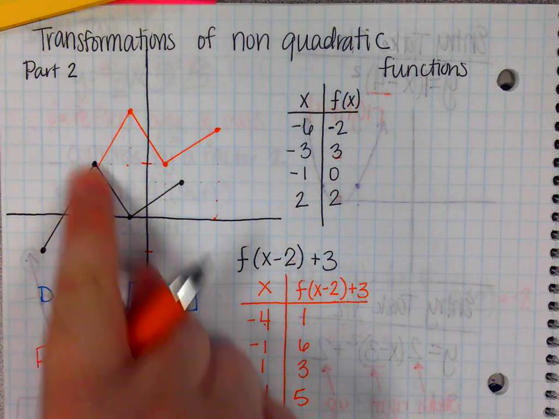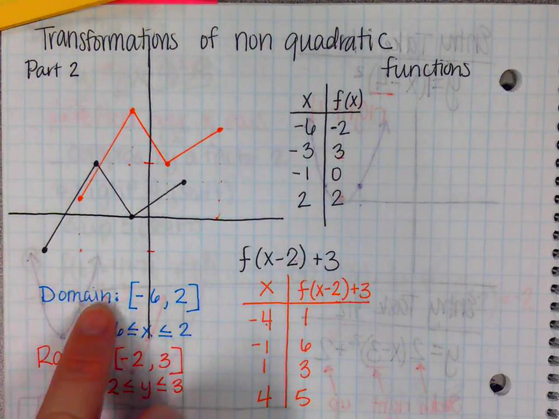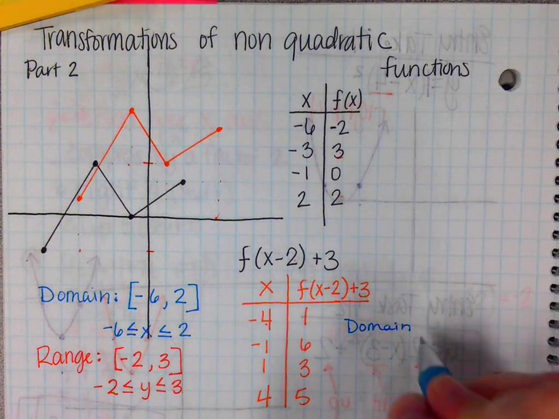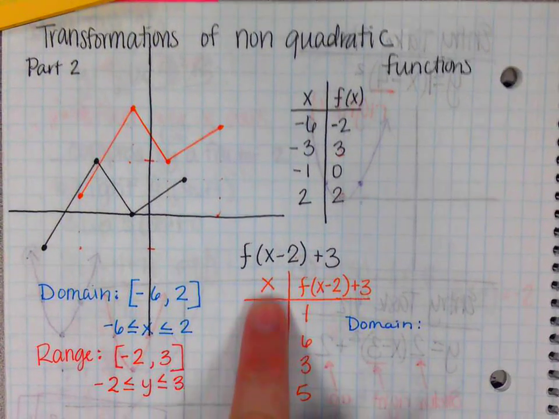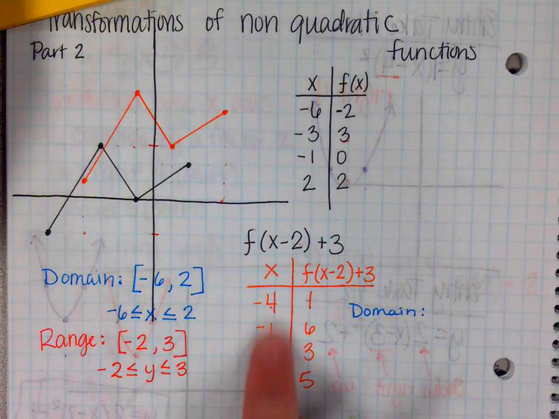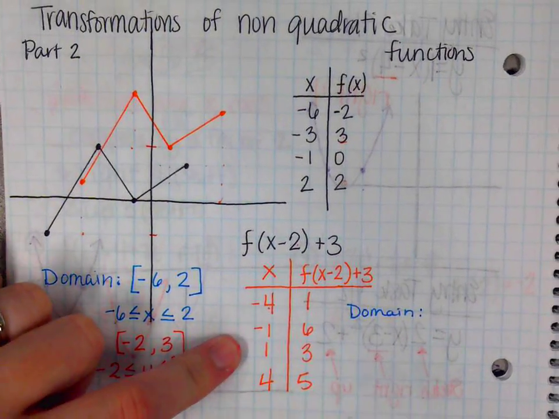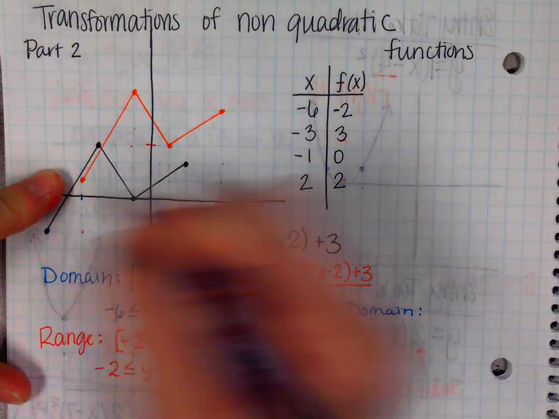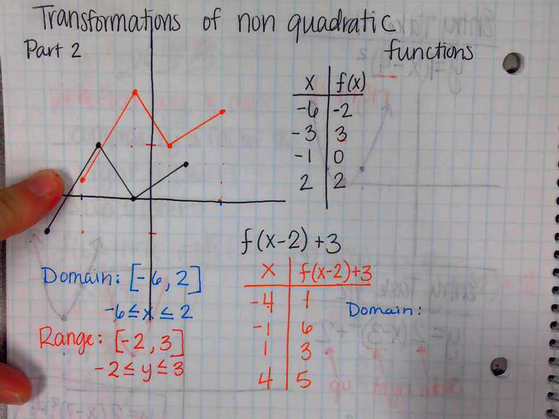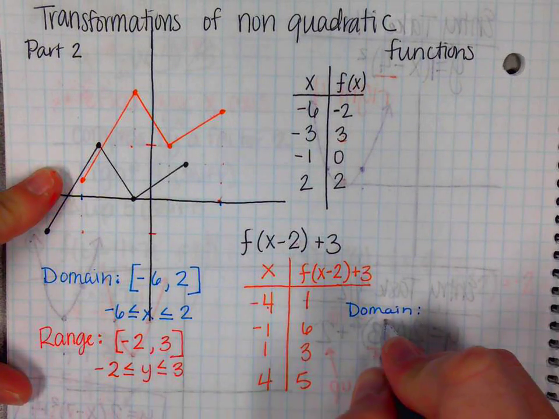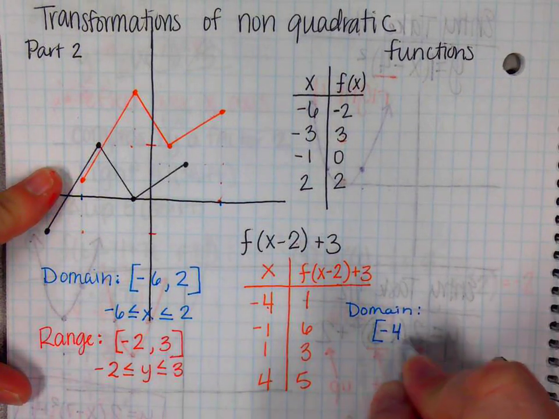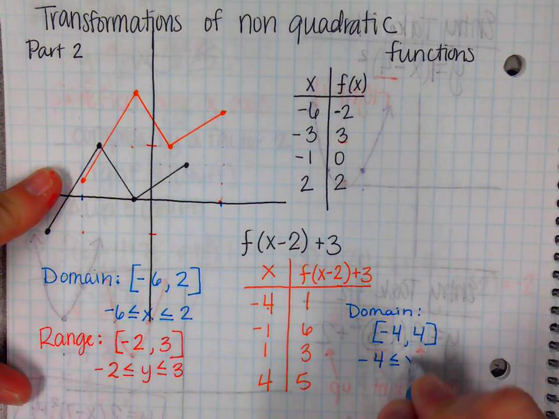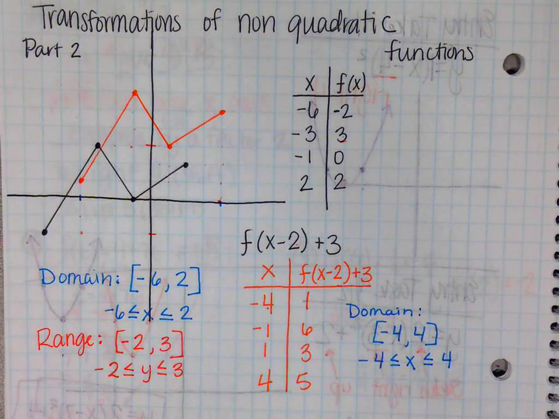This was the original, this is the transform. Now let's find the domain of the transform. Some people find it easier to look at the table of values, or you can look along the axis. So we go from negative 4 to 4. So negative 4, comma 4. Or you could say negative 4 is less than or equal to x less than or equal to 4.